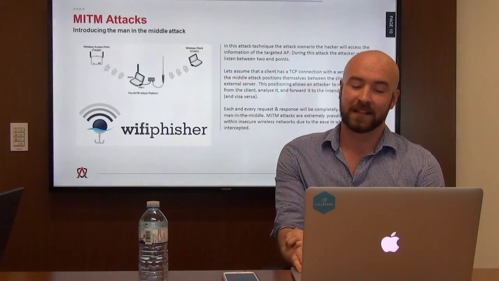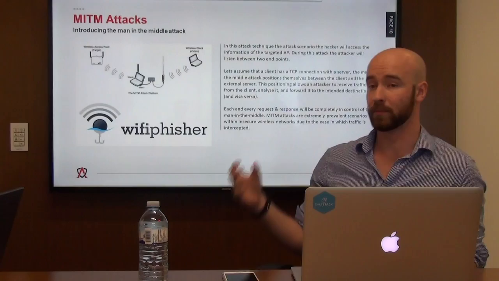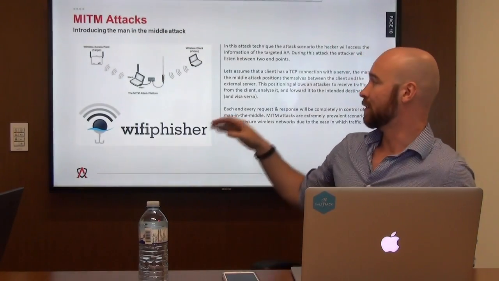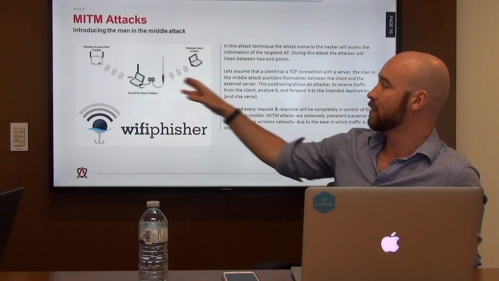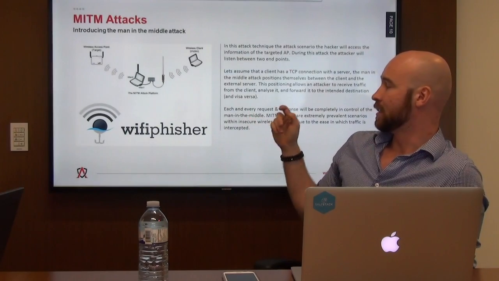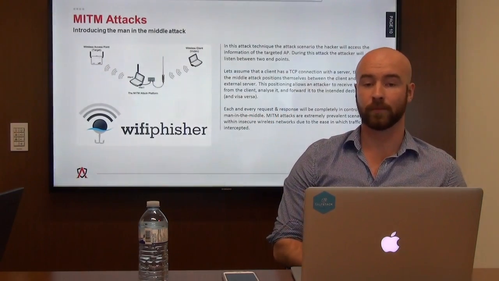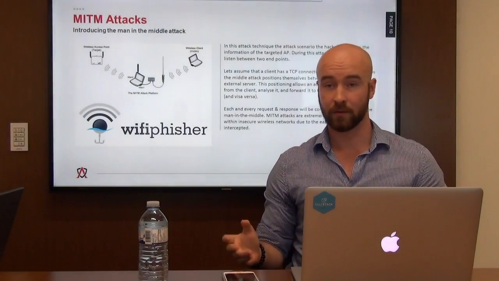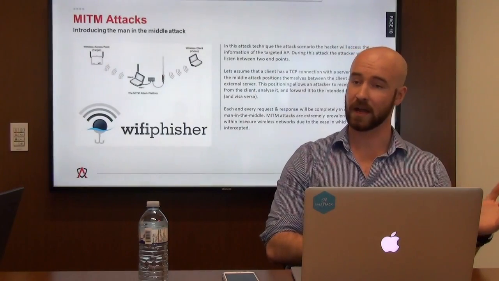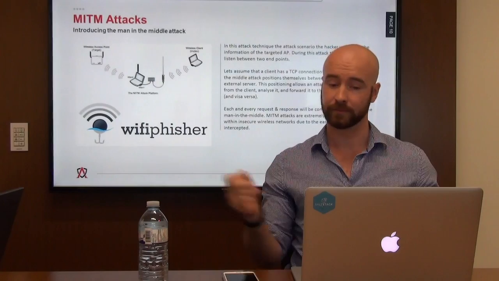So in this sort of attack technique, an attacker will position themselves sort of in the middle of this network, between the client and the wireless access point. What the man in the middle will do is use their standard wireless radio to somewhat impersonate one or the other. Either impersonate the client, or impersonate the access point, or impersonate both, if they really wanted to.